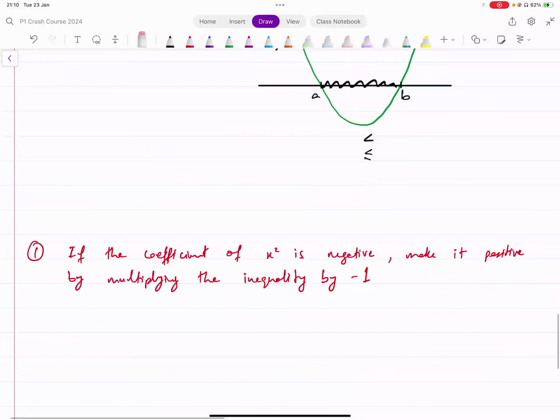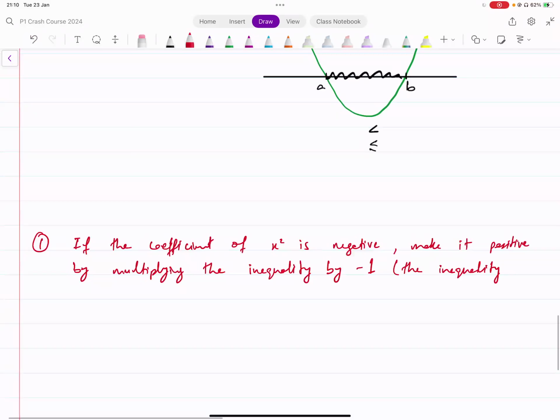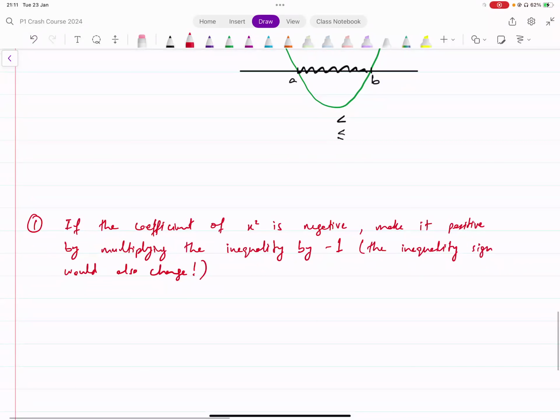When you do this, remember, the inequality sign is also going to change. The inequality sign would also change in this case. So you have to be careful about that. Keep that in mind. That's the first thing that you always do.